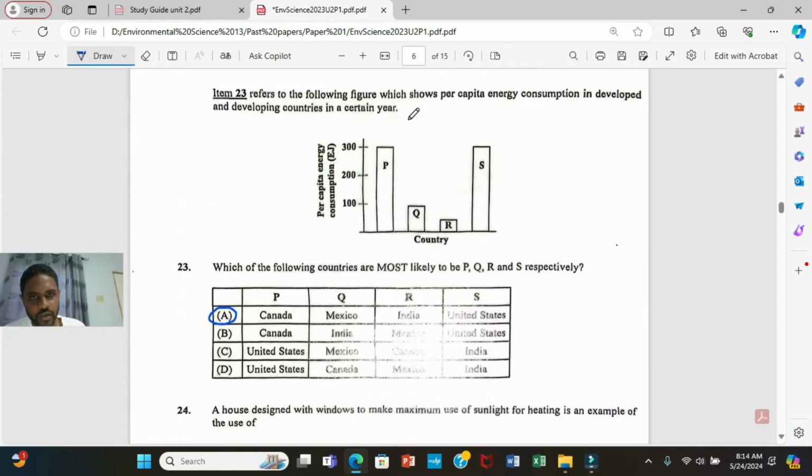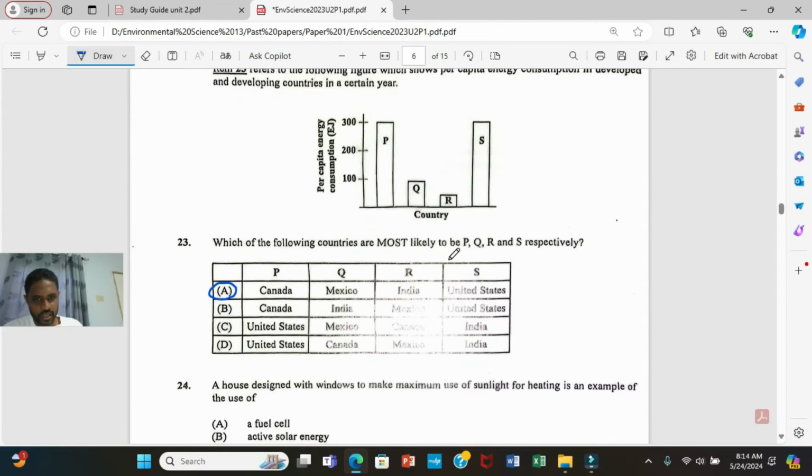Item 23 refers to the following figure, which shows per capita energy consumption in developed and developing countries in a certain year. It said, which of the following countries are most likely to be P, Q, R, and S respectively? Of course, guys, the answer would be E: Canada, Mexico, India, and the United States. So countries that have the oil source will use more energy. So you know that fossil fuel is used to produce electricity. So like Trinidad is expected to use more fossil fuels or energy because they have the fossil fuel at home.